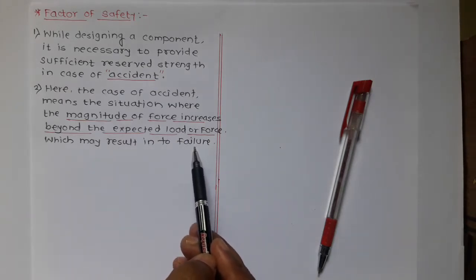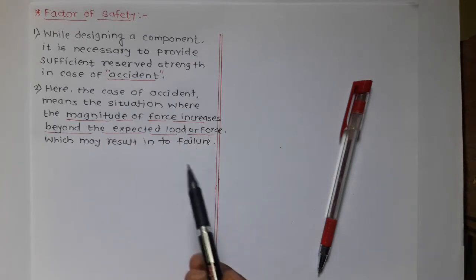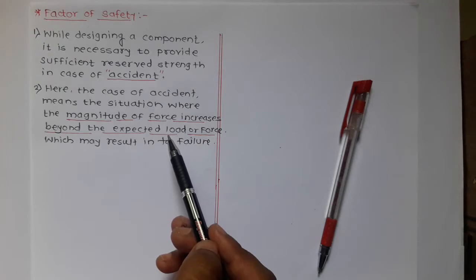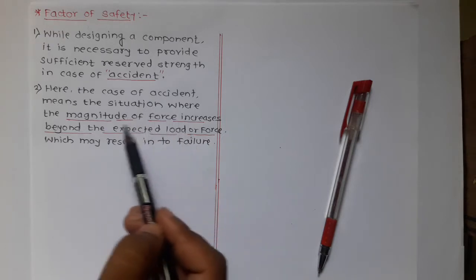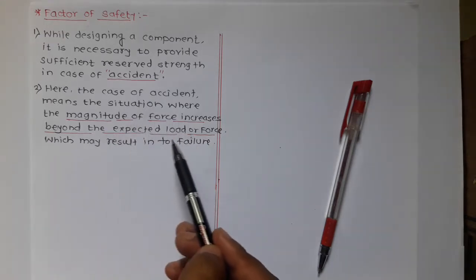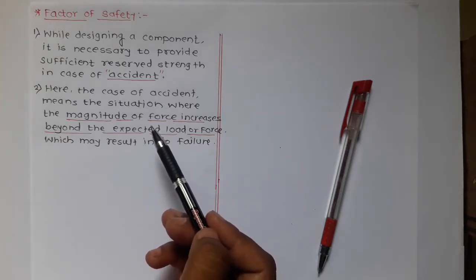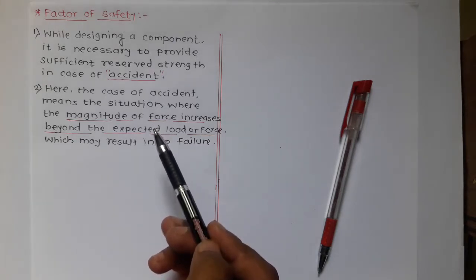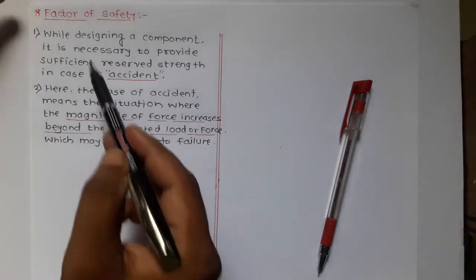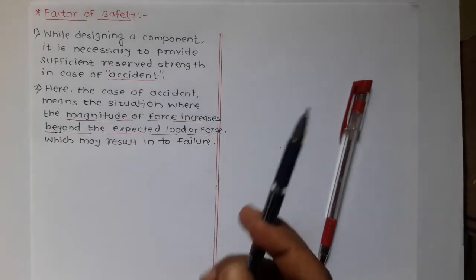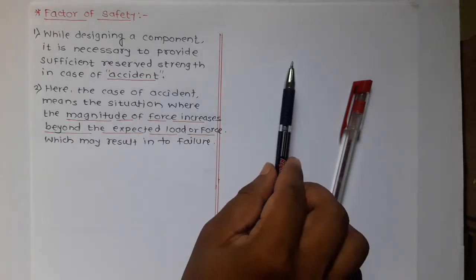Many times it happens that whatever the load for which the component is designed, that load may get increased because of an uncertain situation, because of an unknown situation, and that increase in the load beyond the expected load may cause the failure of the component. The failure of a component may be either permanent deformation or permanent breakage. So in such a situation, we must use factor of safety in order to provide sufficient reserve strength to the component.